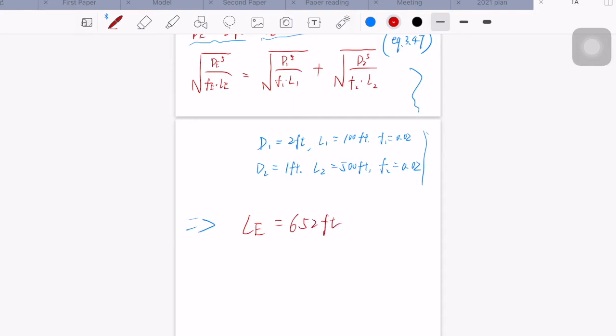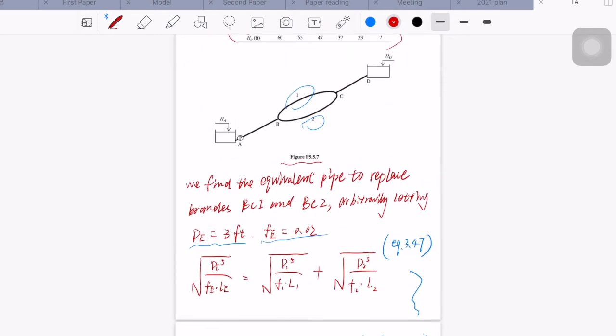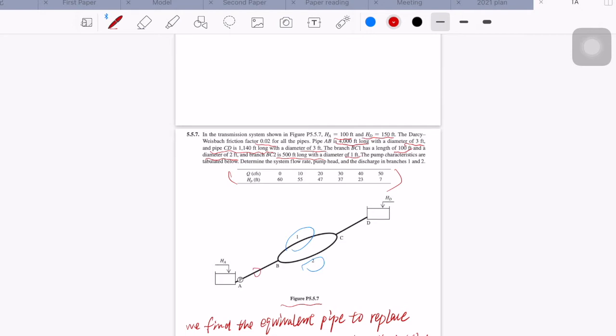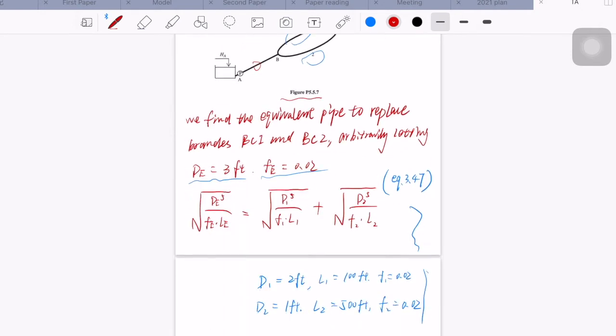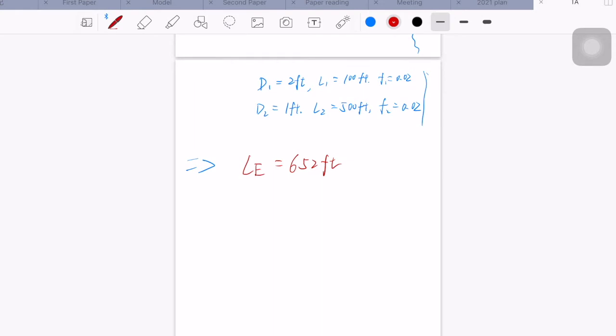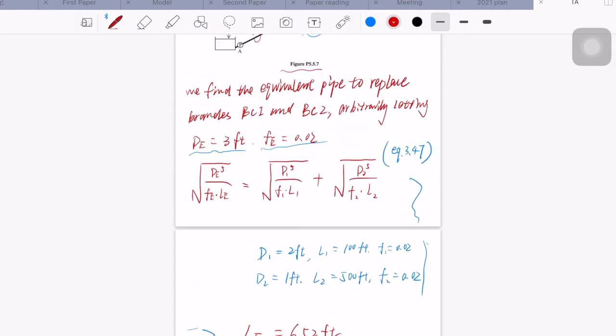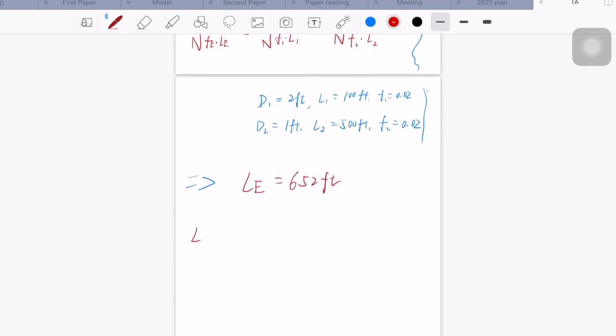And since we know the diameter of pipe AB and pipe CD are both 3 feet, they are the same as the equivalent pipe diameter. So now the 3 pipes in series can be regarded as one pipe. So the total length of pipe between the reservoir A and the reservoir D equals the length of pipe AB plus the length of the equivalent pipe plus the length of the pipe CD.